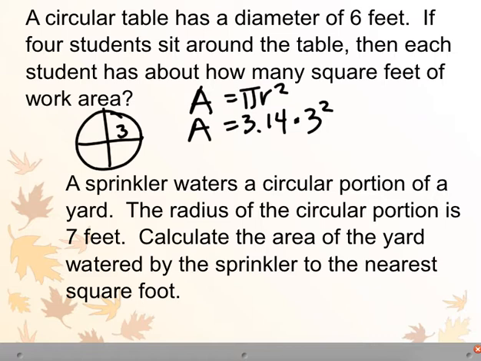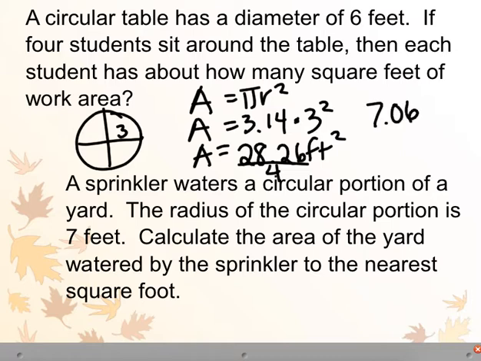And so I have a total of 28.26. And we are in feet squared. Now, that's the total area, but I want to know how many square feet for each person. And since there's 4 people, I'm going to divide 28.26 divided by 4. Okay, so I'm going to take this and divide by 4. And I see that I get 7.065 feet squared of workspace each.